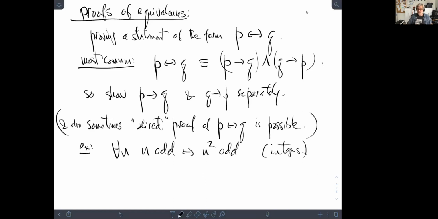If you remember, we proved both directions separately, right? So we proved this and this separately. So that was like what I said, the most common way of doing this. That's what we did. So the proofs are not the same, right? They're different in a sense, okay? Here's another example.